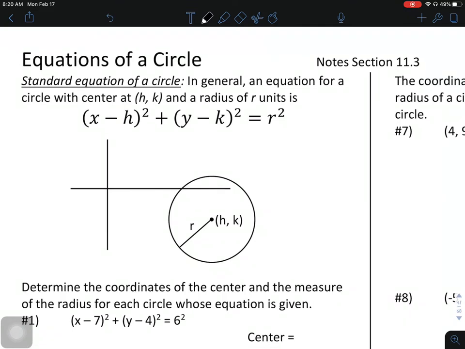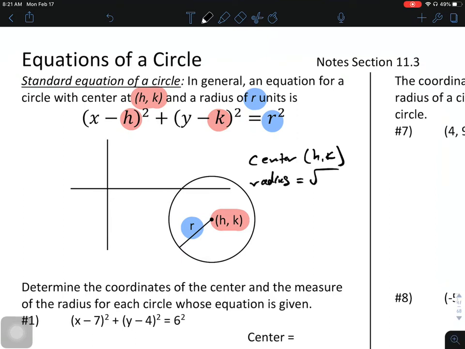In general, an equation for a circle with center (h, k) and a radius of r units is given by the equation. It's the difference of x and h, quantity squared, plus the difference of y and k, quantity squared, equals the radius squared. So to be clear, the center has coordinates (h, k) and the radius is going to be the square root of r squared, which would be r.